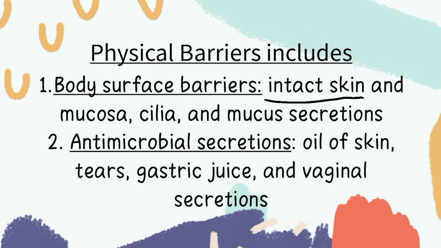Number two, we have the antimicrobial secretion, such as the oil in the skin, your tears, your gastric juice, your vaginal secretion, and stuff like that. Now, look at the tears. The main purpose why your eye produces tears is to wash your eye. Your tears help to wash your eye of any sand, dust, insects that might be stuck somewhere around it.